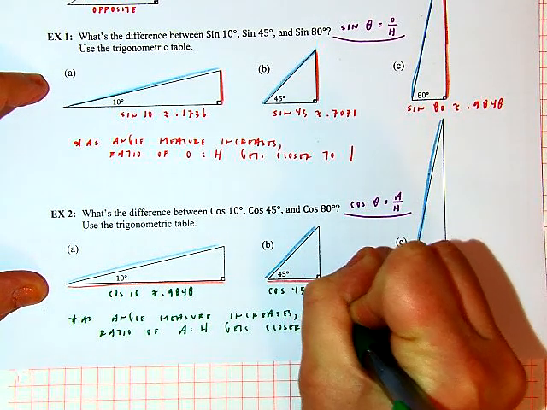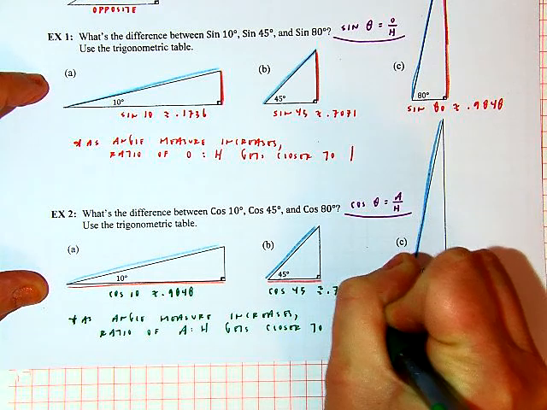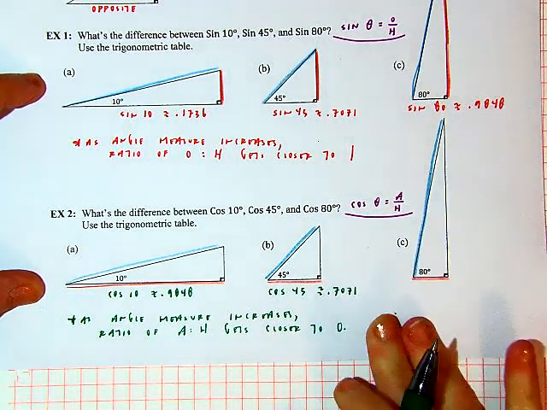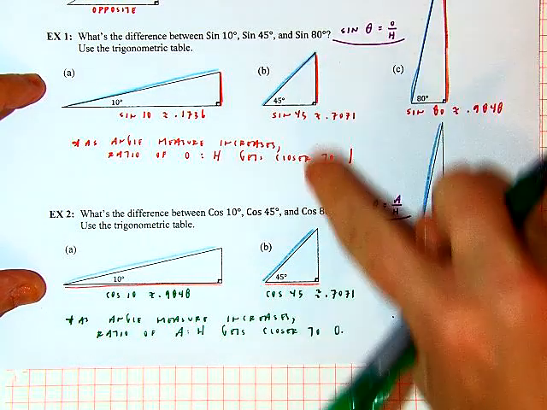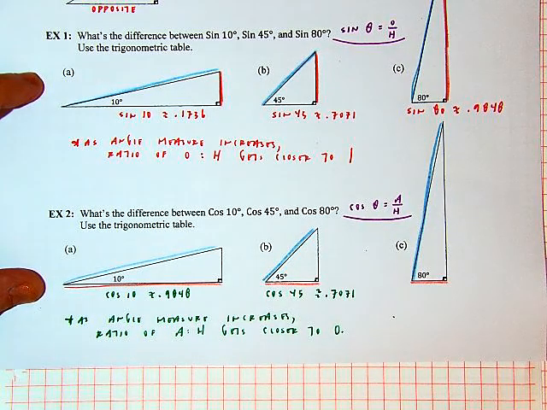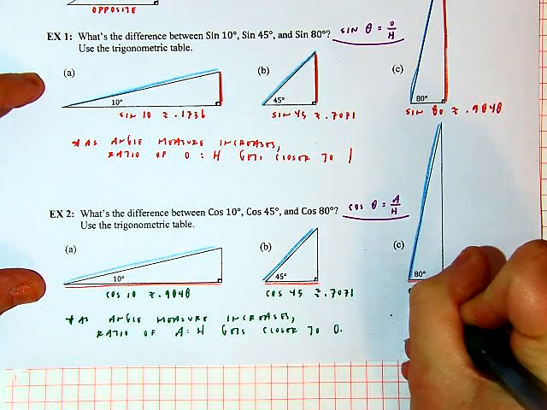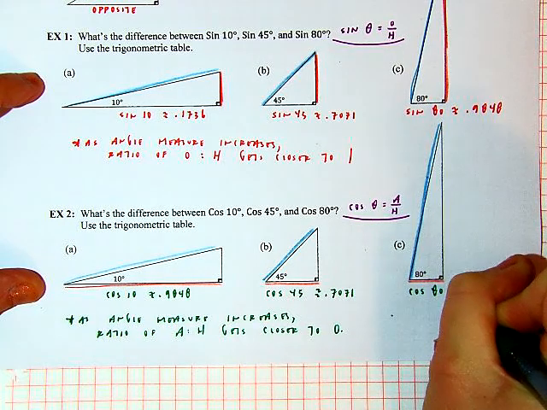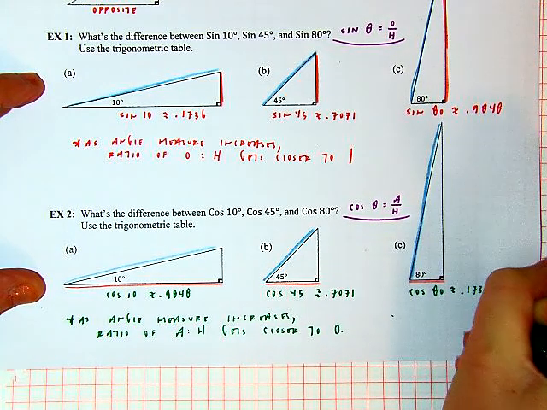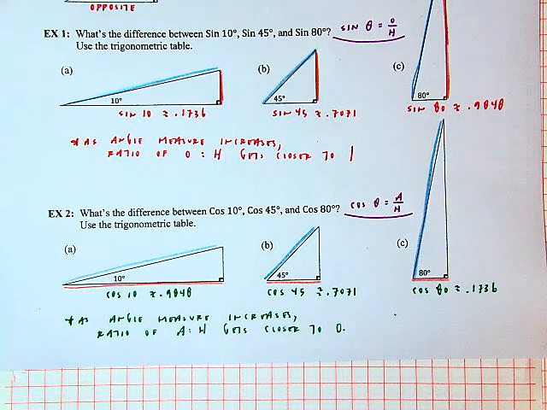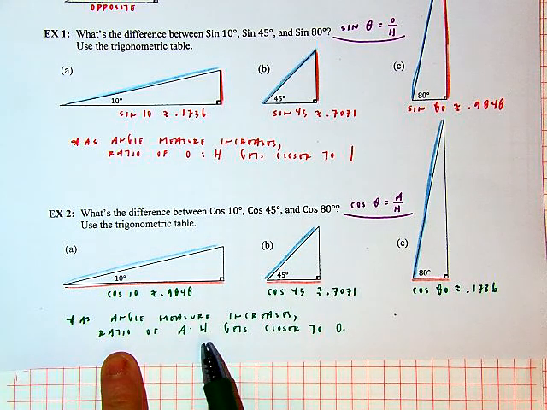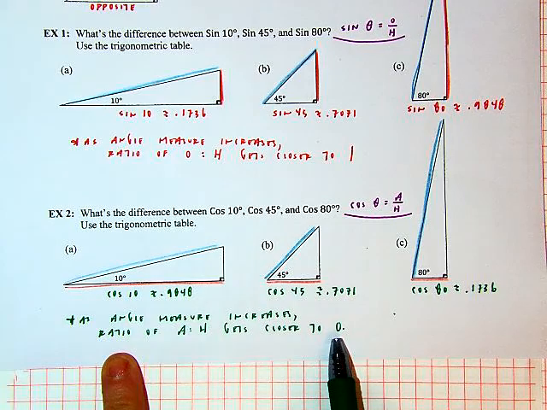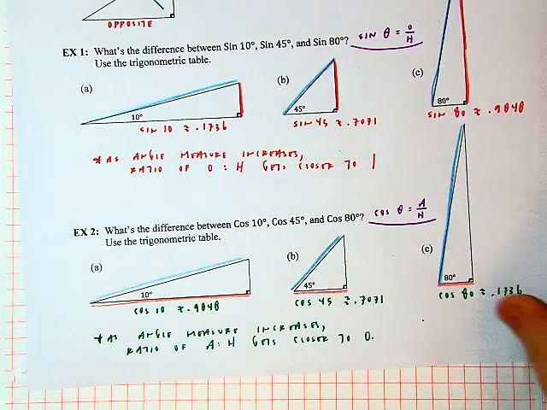Cosine 45 would be about 0.7071. It ends up being the same as the sine 45 because both of these angles would end up being 45 here and here. Okay, and then cosine 80 ends up being about 0.1736. All right, so again, as the angle measure increases, we see that the ratio of adjacent side to hypotenuse gets closer to 0. All right, next page.